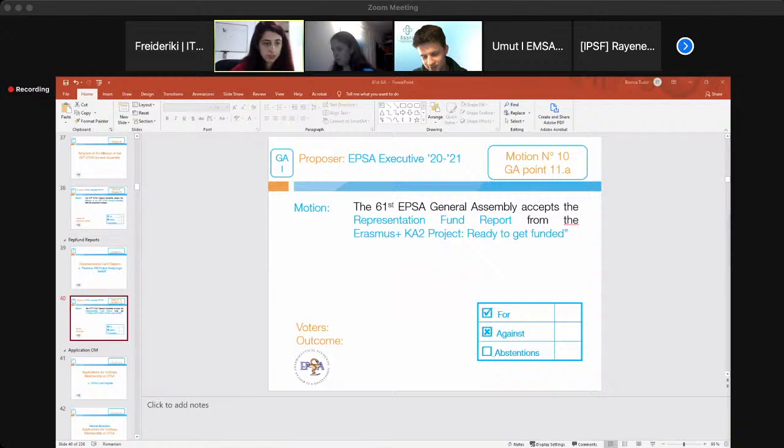Mihai, President, I close the floor for discussion. Thank you. I will now ask you to type in the chat for, against, or abstain. We have 23 votes. Okay, 24 votes for, none against, no abstention. Motion was carried.